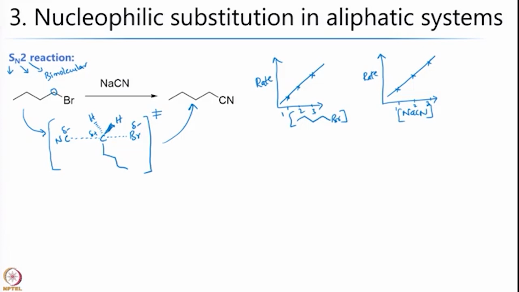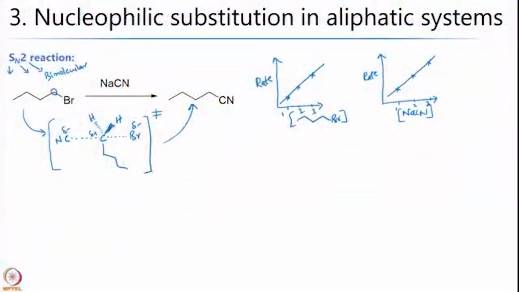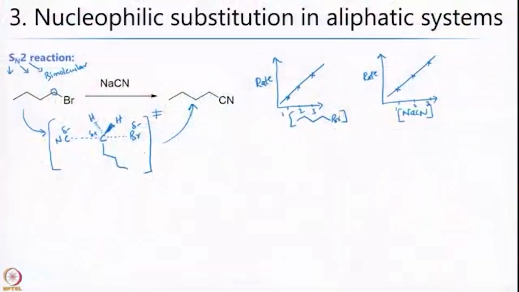So, that is the reason why it is called bimolecular, because the rate of the reaction depends on both the reactants. It is a nucleophilic substitution, which is very intuitive, because you have a nucleophile, CN minus, which is attacking an alkyl halide, in this case a primary halide, to give rise to the product, right. So, what is important to bear in mind is that this is what is called a backside attack.